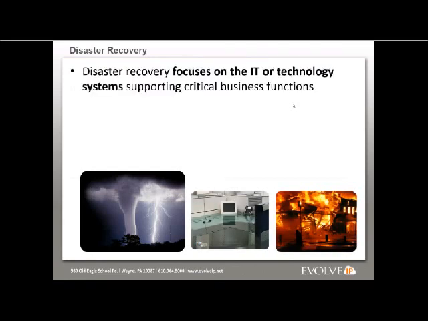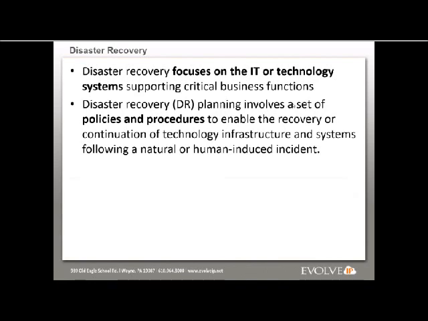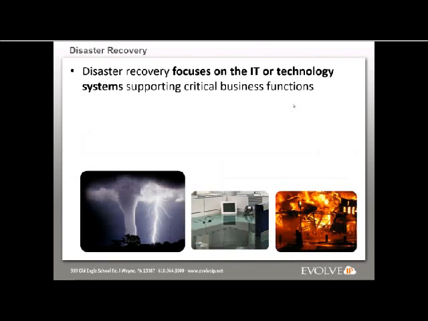When we talk about disaster recovery at Evolve IP, we're really focusing on the IT or technology systems that support those critical functions. DR planning really involves a set of policies and procedures. The word's thrown around quite a bit, but at the end of the day, we're looking for that plan and that process to be fully baked as part of the DR strategy. That's really important. We categorize disasters, like you see here, as both natural and human-related incidents. In fact, the most common type of so-called disaster really is human error, and we try to plan for that accordingly.